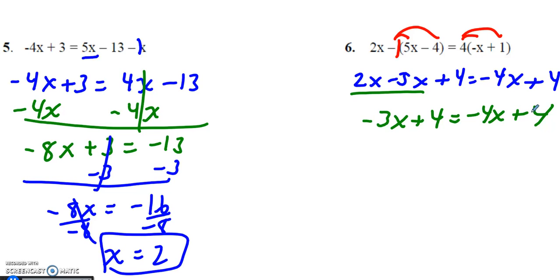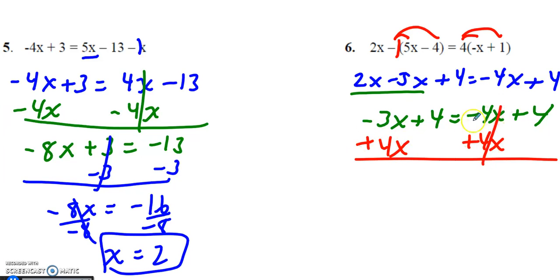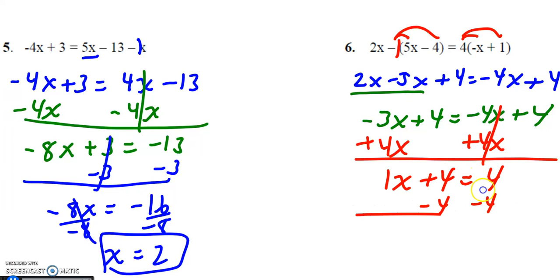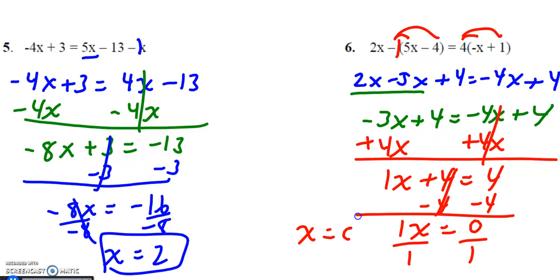Okay, so kind of a pattern here. Let's move the variables together on the left. I'm going to add 4x on both sides because this is currently being subtracted in a way. 4 minus 3 is 1x plus 4 equals 4. Subtract the 4 over to both sides. So I have 1x equals 4 minus 4, or 0. If I divide both sides by 1, I get that x is just 0 divided by 1, which is 0. And it is okay for an answer to be x equals 0 because that is a legitimate number. So if you get that, have confidence.